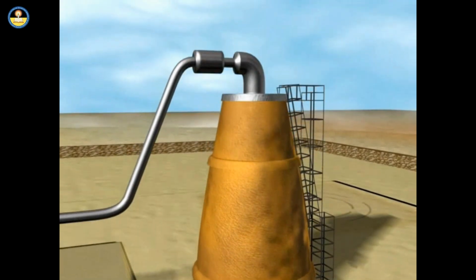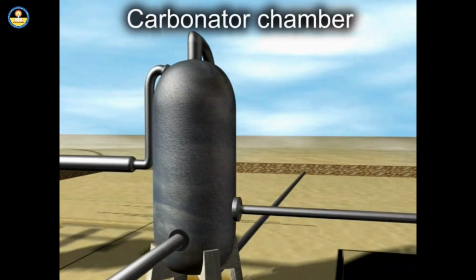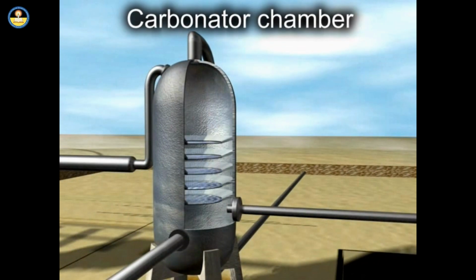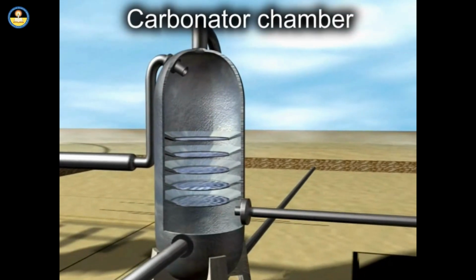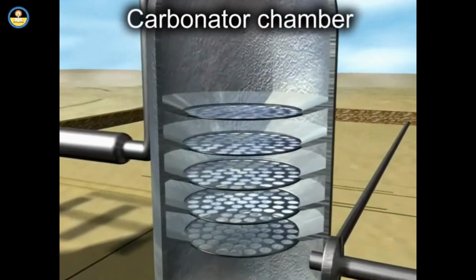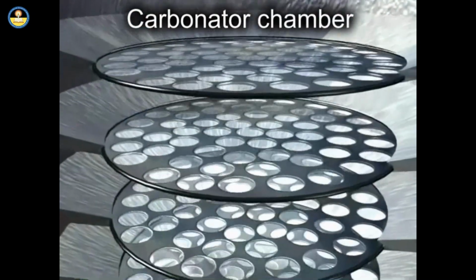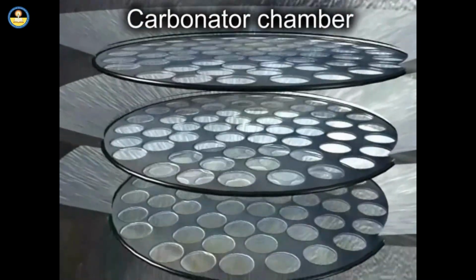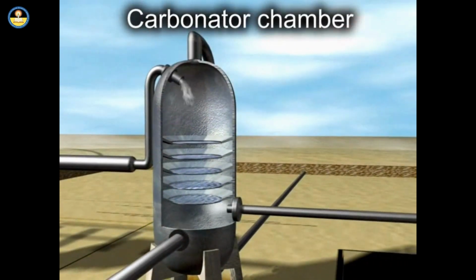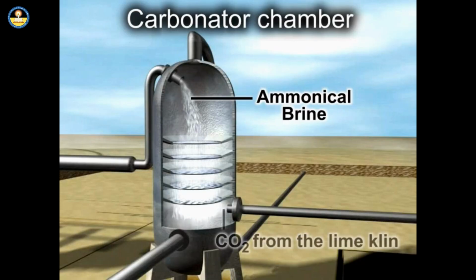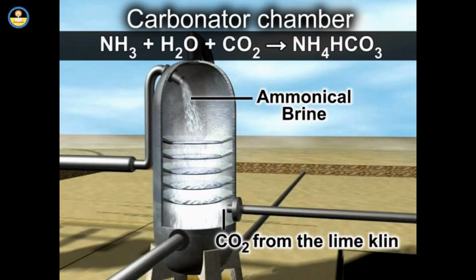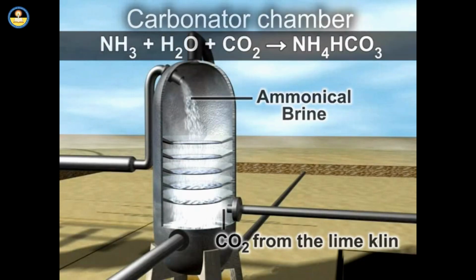Let us now have a look at the carbonator chamber. It consists of a number of horizontal plates. Let us look at the zoomed view of the plates. These plates are perforated. The ammoniacal brine falls through the top and mixes with the CO2 from the lime kiln. Observe the reactions taking place in the form of equations.